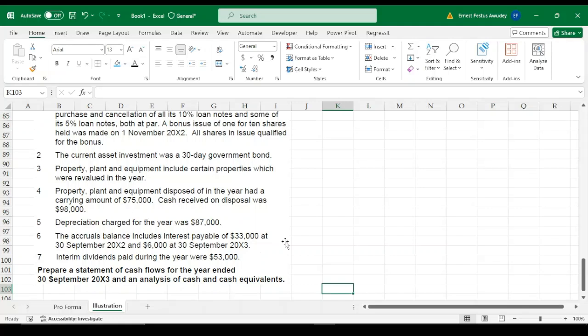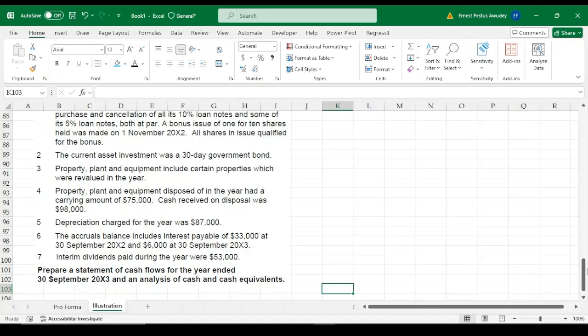The accruals balance includes interest receivable of $33,000 at 30th September 20x2 and $6,000 at 30th September 20x3. Then the last additional information says that our interest and interim dividends paid during the year were $53,000.